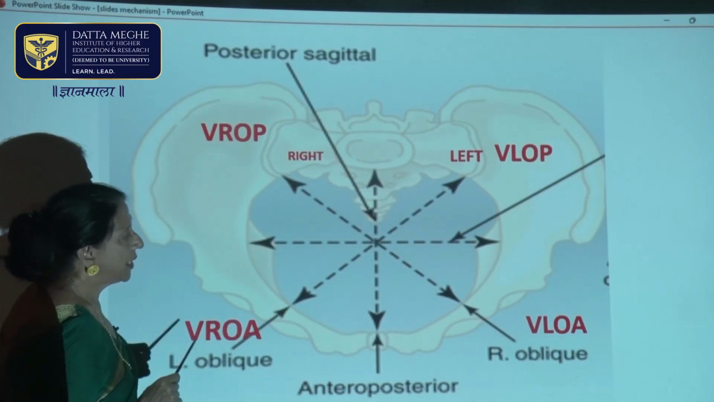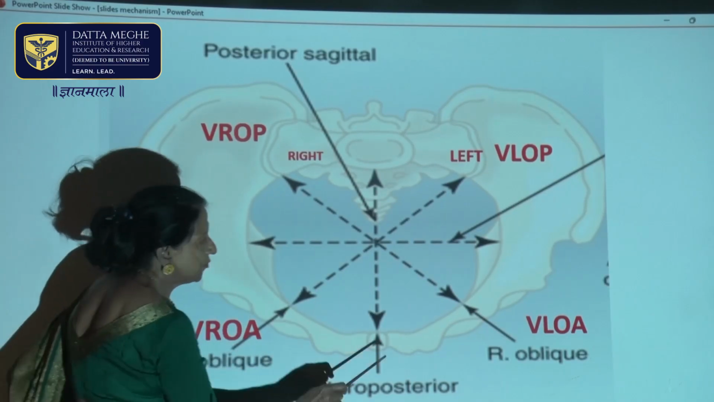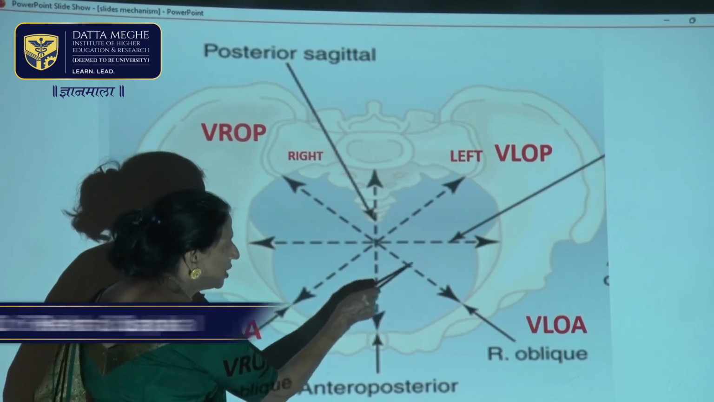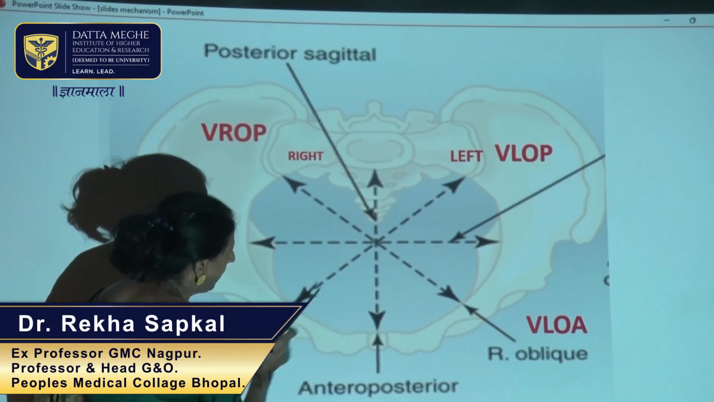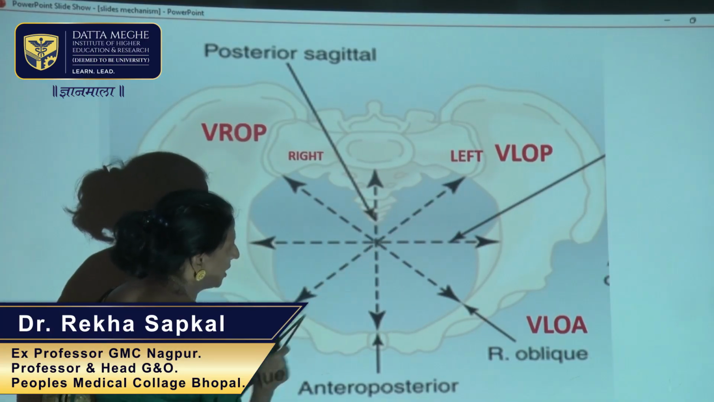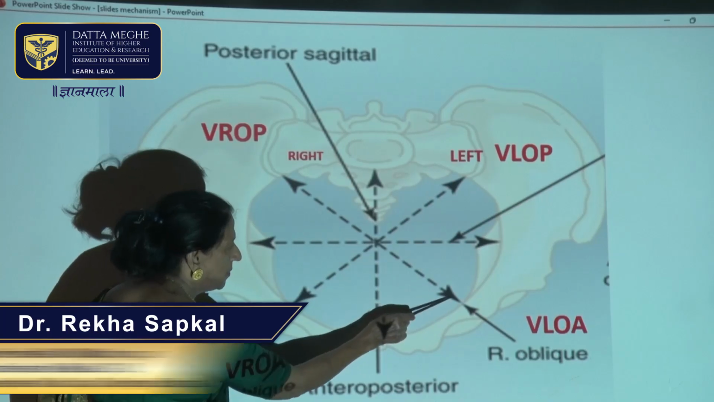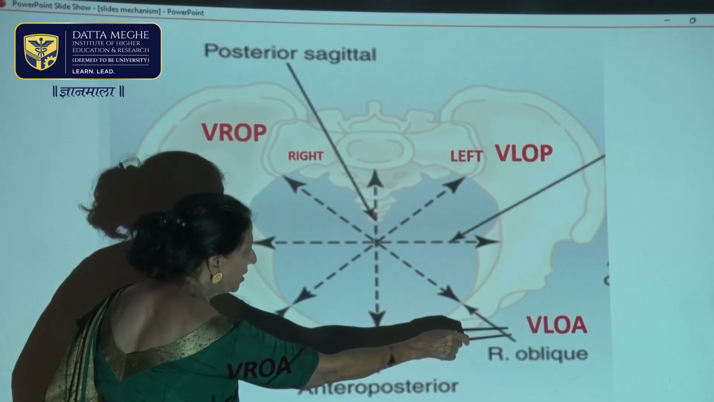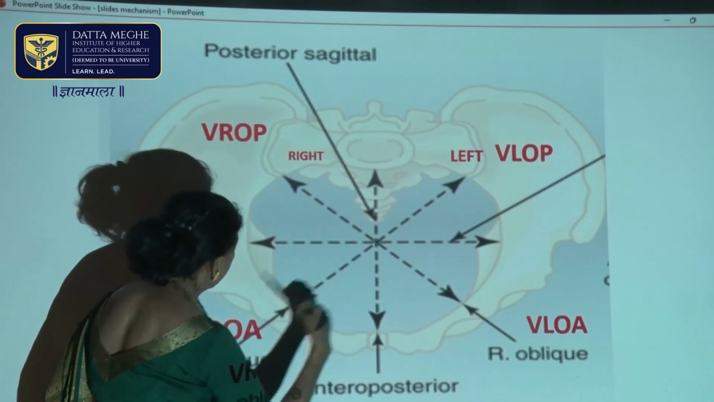In cases of vertex presentation, vertex left occipito-anterior position, the occiput is in relation to this, sagittal suture is in this. However, the shoulders are in the opposite direction. So remember, just remember the occiput. The position of occiput will decide whether it is anterior or posterior, whether it is left side or right side.